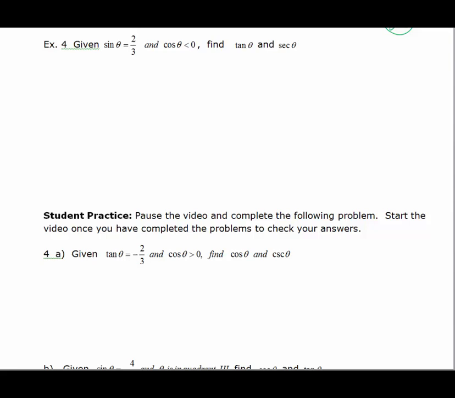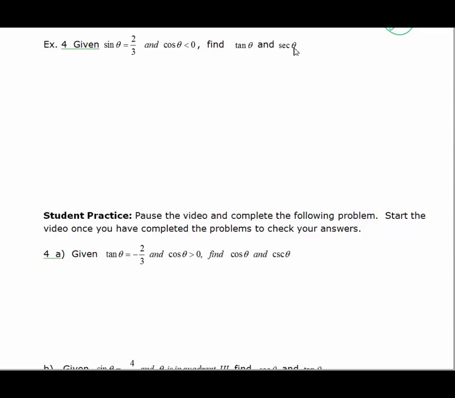Alright, now let's use the knowledge that you've gained from looking at the definitions of the 6 trigonometric functions and of the signs of those trig functions. And we're going to start off with example 4. It says, given that sine theta equals 2/3 and cosine theta is negative, find tan theta and secant theta.